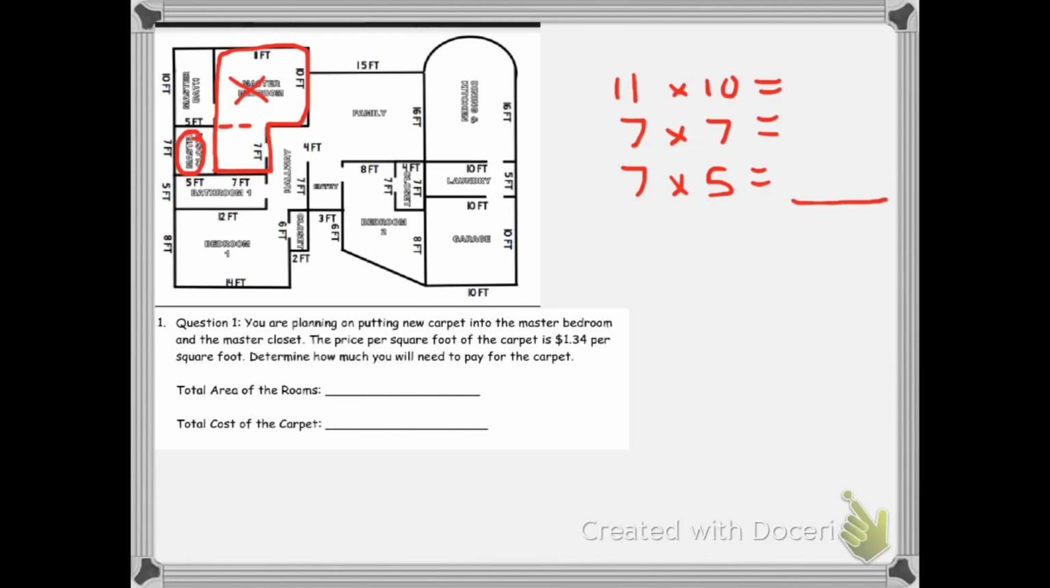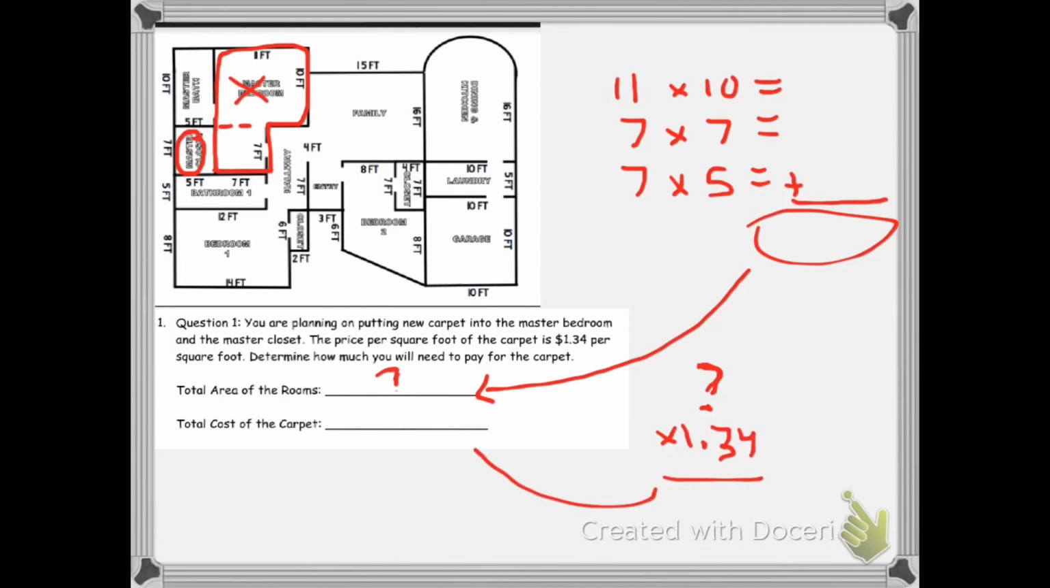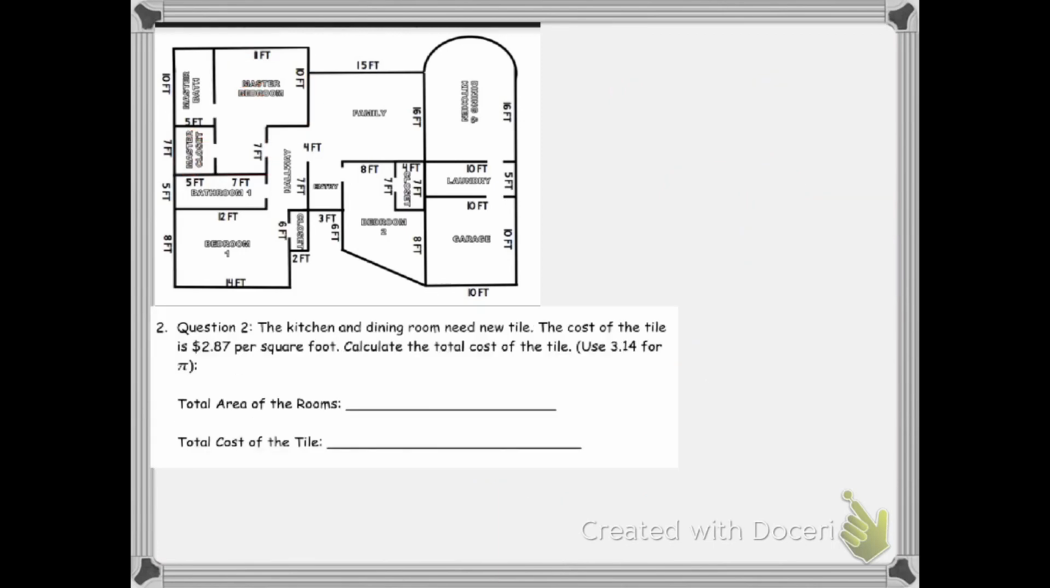I'm not going to tell you what those are, but you want to add that up, and whatever that is is going to go here. Then that answer is going to be multiplied by $1.34 to find out the price for the carpeting that you're going to have to spend. So whatever this question mark is, we're going to multiply that by $1.34 to get the price for the carpet. I'm not going to give you any of the answers, but this is how you want to set it up. Alright, the next one, it says the kitchen and dining room need new tile.